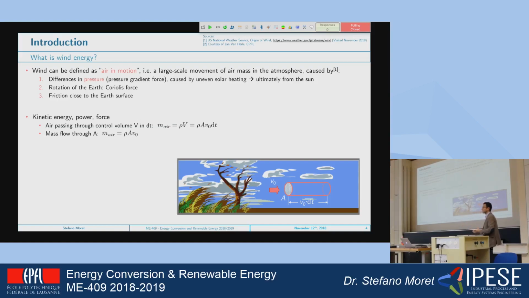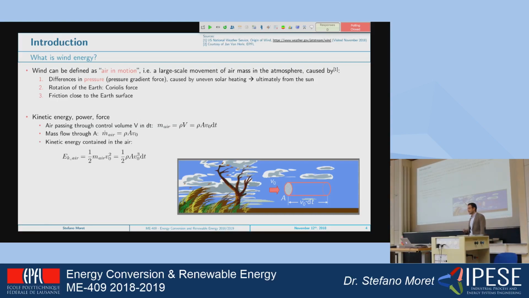So, some basic equations that you will need to remember during this lecture. First of all, the mass of air that circulates is equal to the density times the volume. The volume is equal to the area here, times the height of this cylinder, which will be equal to the speed times the variation in time. And the mass flow is the derivative of the mass, so it will be the density times the area times the speed of the wind.